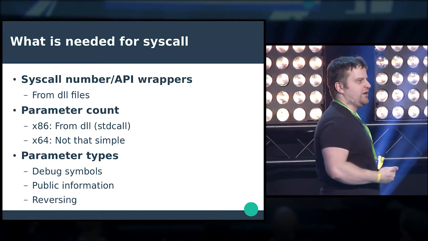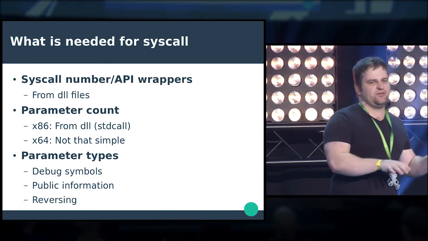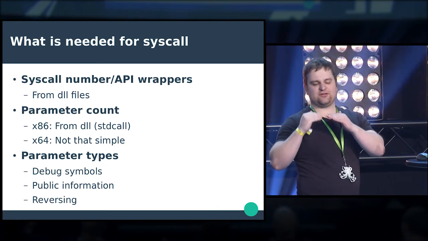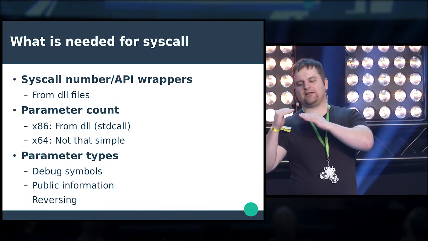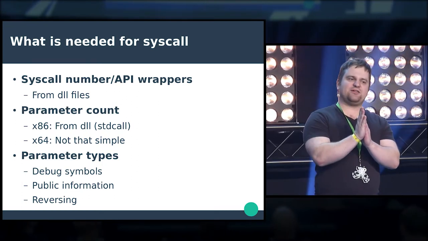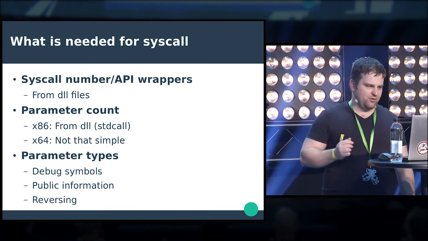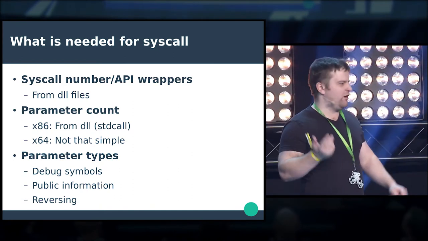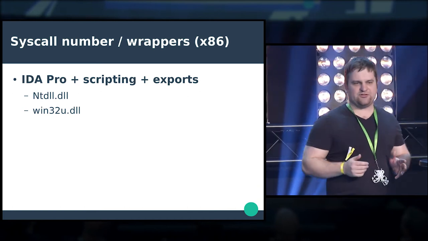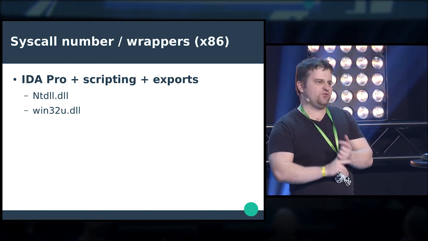In x86, it's really easy, because Windows uses the STDCall convention, meaning that all the parameters are put into the stack. And since the STDCall standard means that the called function will pop the stack when it ends, you can count how many bytes it pops, and based on that, calculate how many parameters it expects. With x64, it's a little bit harder, but also doable. And then you need parameter types, what the parameters are. About this a little bit later. So like I said, just use IDA Pro, a little bit of scripting, and the export tables of those two DLL files, and you get all the numbering, parameter counts, and names of all the syscalls in Windows.